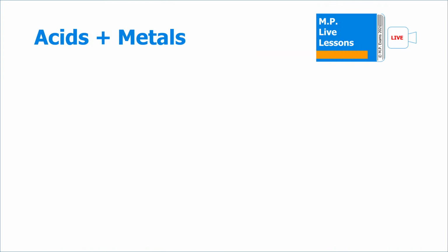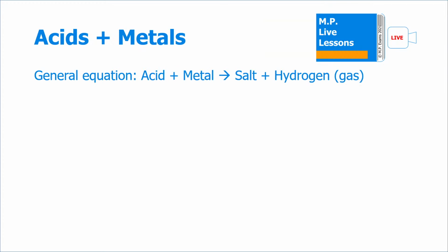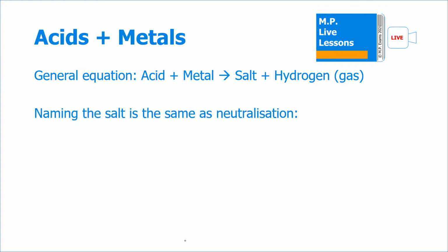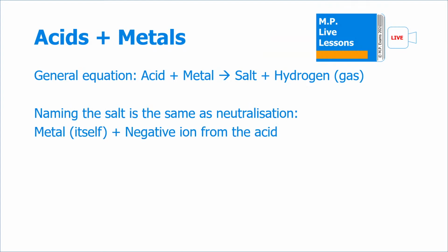Next, you'll need to know about the reaction between acids and metals. So we have a general equation again. A salt is also produced, and naming the salt is the same as neutralization. So we have the metal just itself, which is easier, and then the negative ion from the acid. For example, we could react magnesium and then nitric acid. This will form a salt plus hydrogen gas.